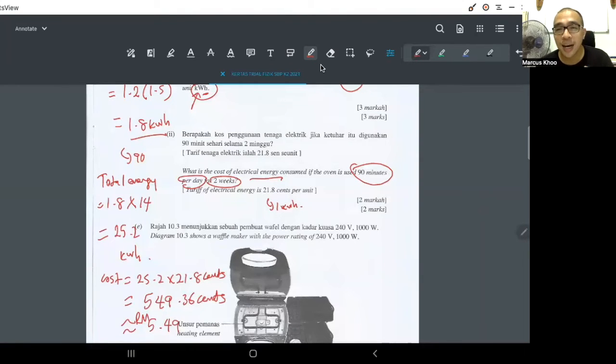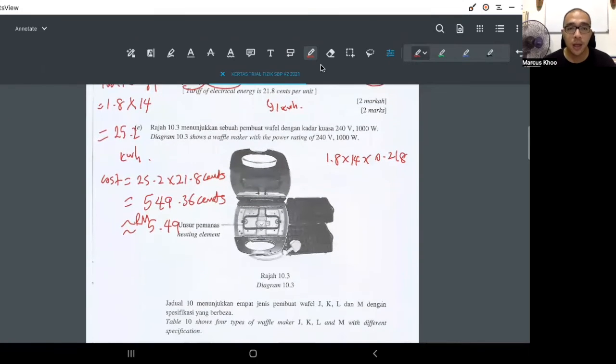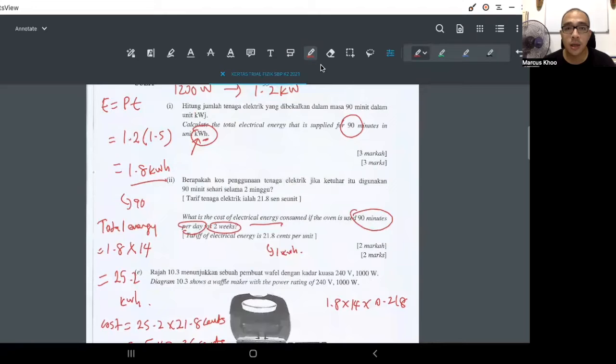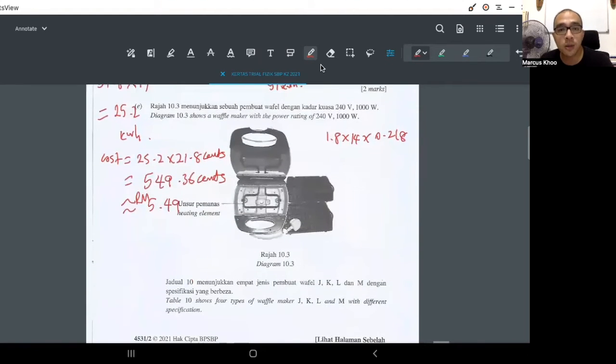I know I'm doing it a very long way. Actually, it's just two lines: 1.8 times 14 times 0.218, changing the 21.8 cents to ringgit. But I'm just doing it slowly: count the total energy and then count the cost. Make sure you change the cents to ringgit Malaysia, and then it'll be done. So this is a pretty standard calculation question which involves energy. It hasn't been asked in quite a while, so it'll be interesting to see how this goes.